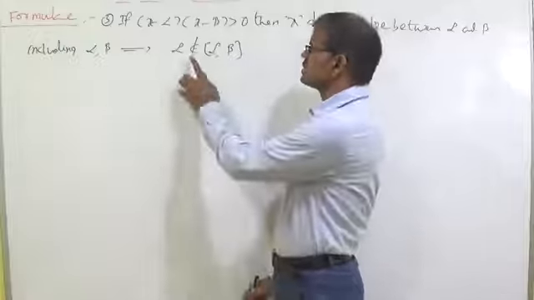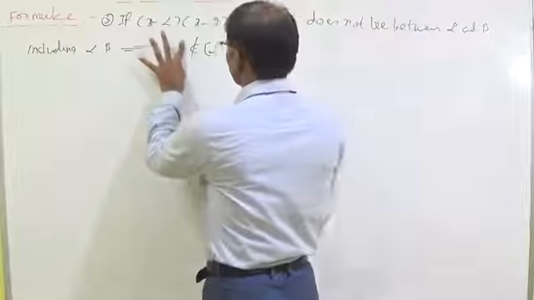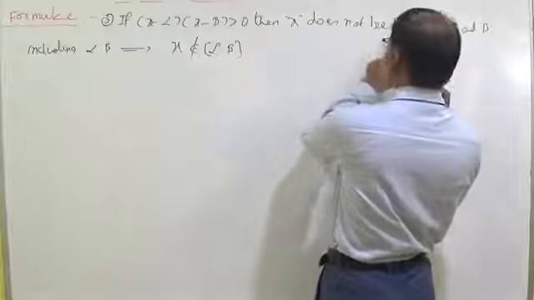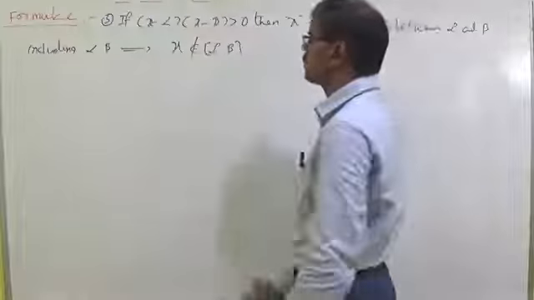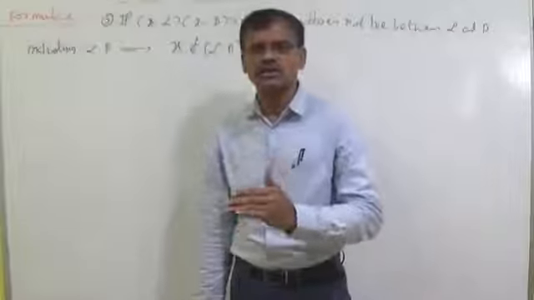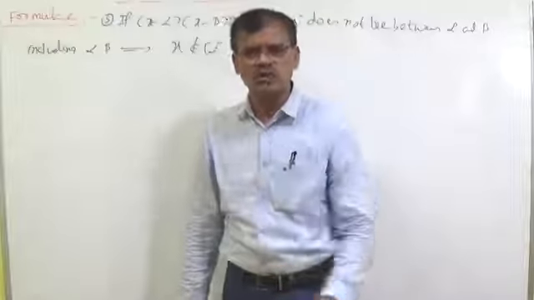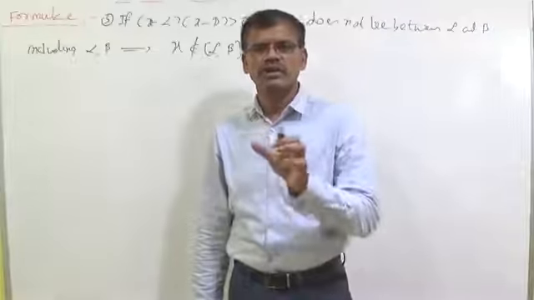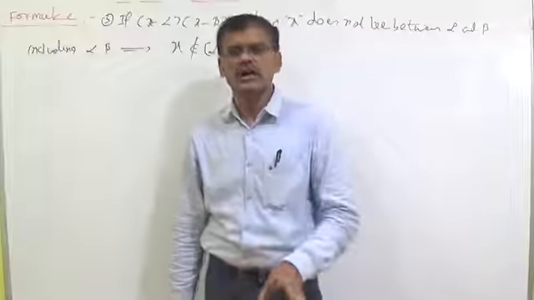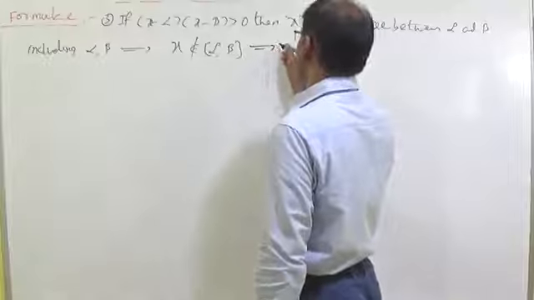Because the meaning is that there is no x value between alpha and beta; x does not lie between them. Including means there is no alpha and there is no beta also. Whatever the value of x, it is not belonging between alpha and beta, and x is not belonging to alpha and x is not belonging to beta. So that implies you should write like this.